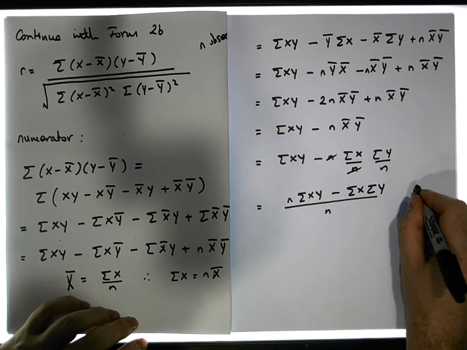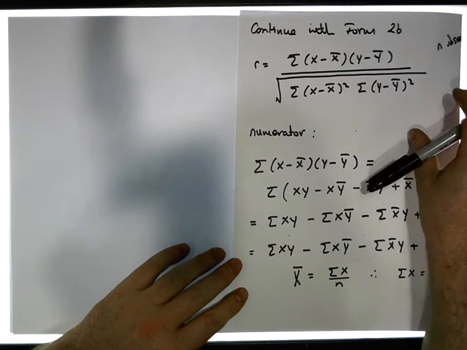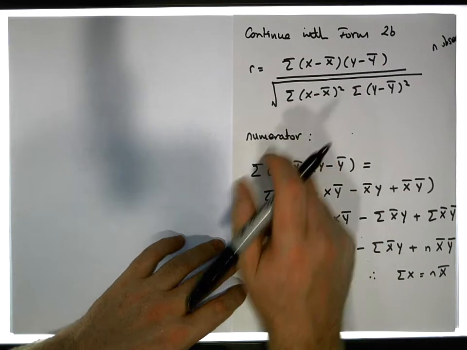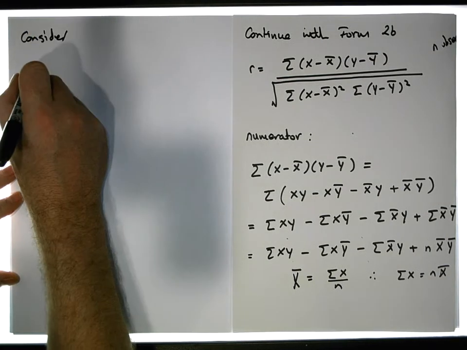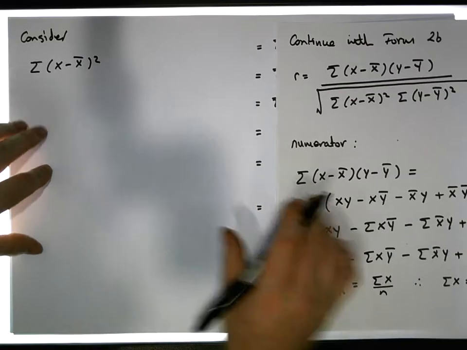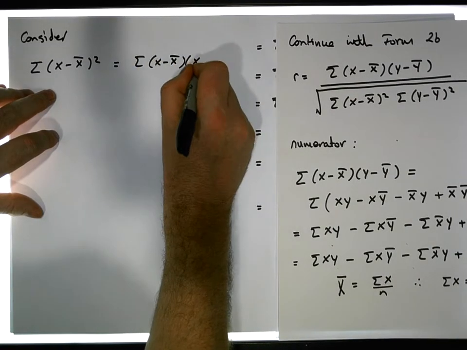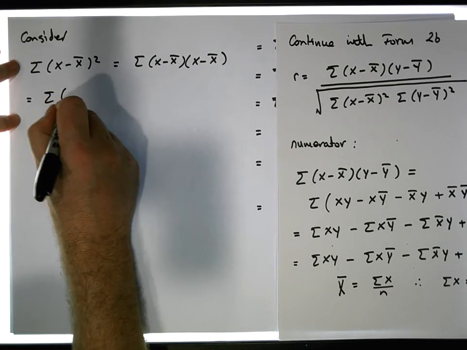Let's keep an eye on that particular numerator, and let's have a look at our denominator. Let's have a look at this part of the denominator. What we have is the sum of the x minus x bar squareds. That's the same as the sum of the x minus x bar times the x minus x bar. Expanding out, that's the same as the sum of the x squared terms.